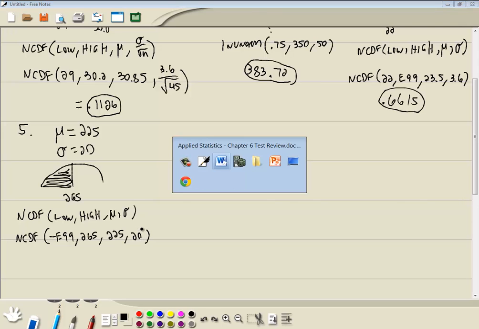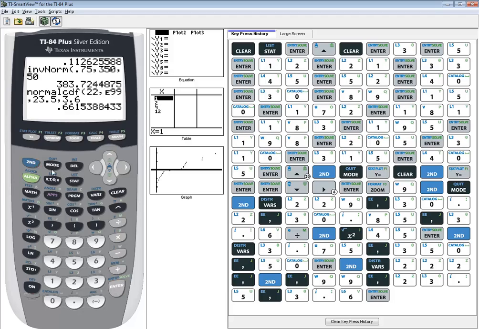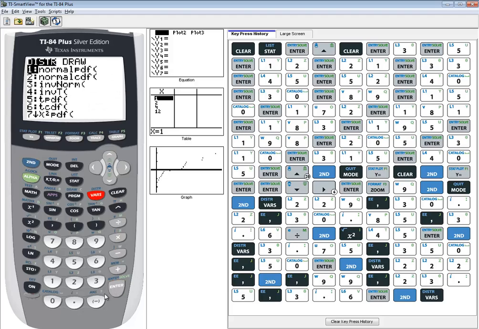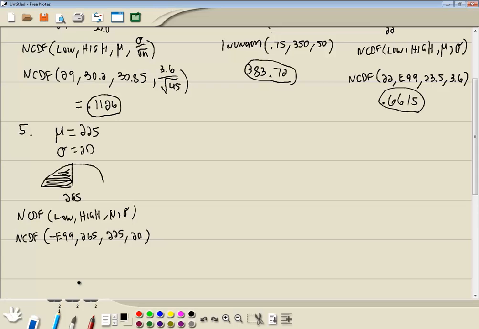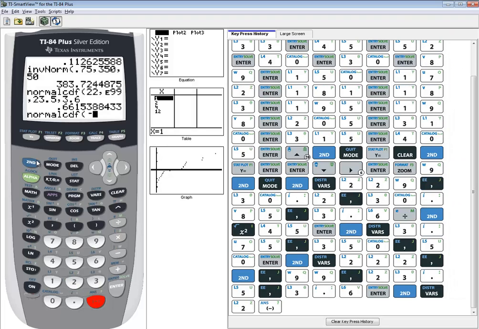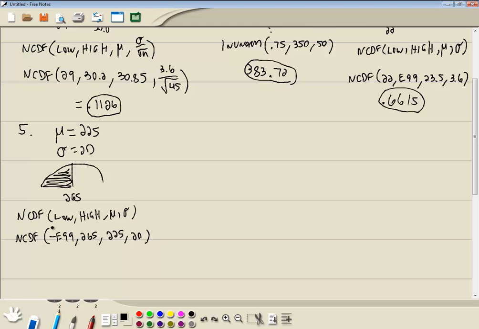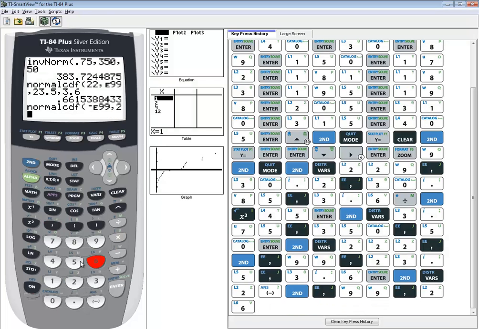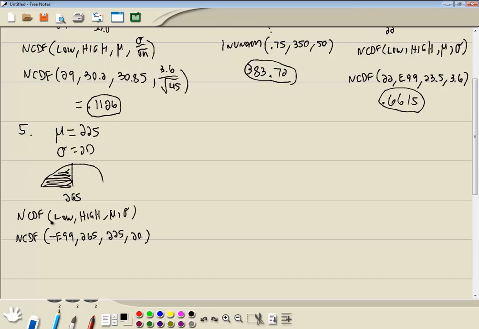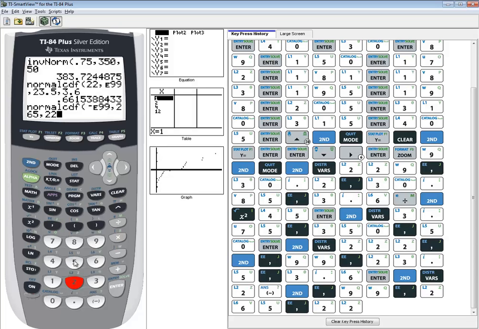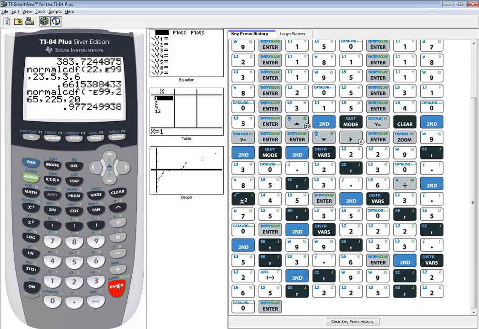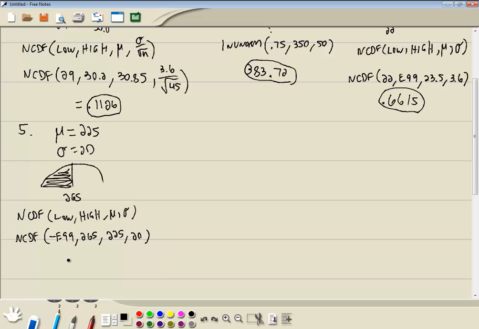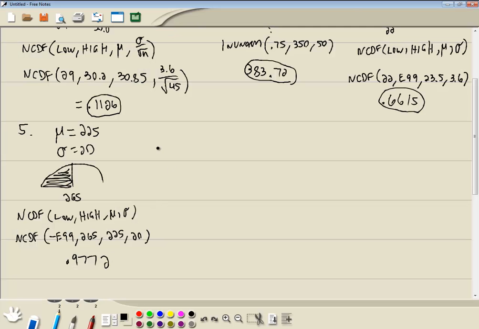Now plug that in. So do second vars, normal CDF, negative E99, comma, 265, comma, 225, comma, 20, enter. And our probability will be 0.9772.